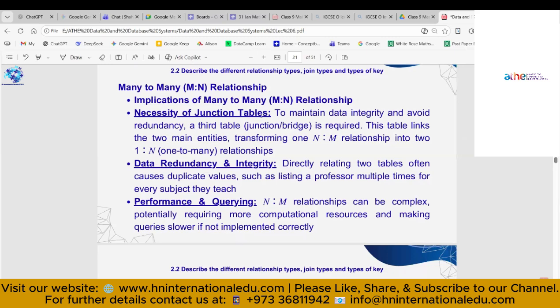That means that without a junction table, it is hard to implement a many-to-many relationship. So this table is used to link two main entities, right? Transforming one n to m relationship, which is also a many-to-many, into two one-to-many relationships.